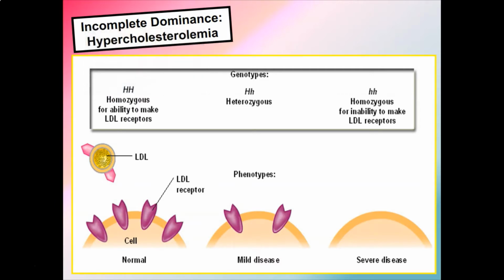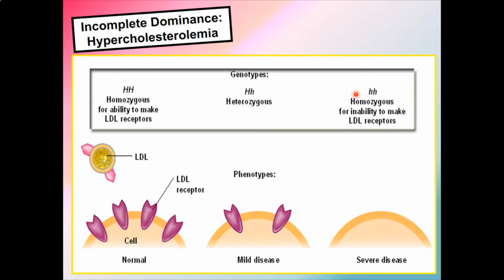But what do most of us do? Well, as this LDL floats around in our blood, our cells have receptors, and once this guy touches here, our cell will take this in through endocytosis. And if you look here, this person has a mild disease, and look at his genotype, or her. Big H, little h has some receptors. And now let's go over here.